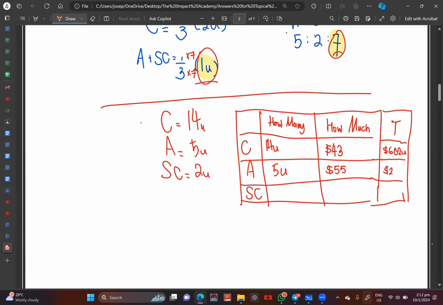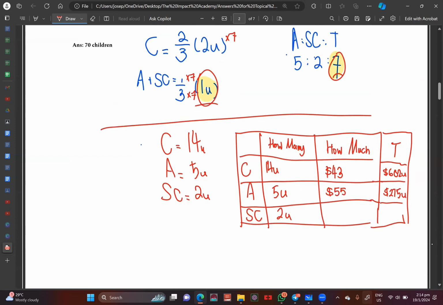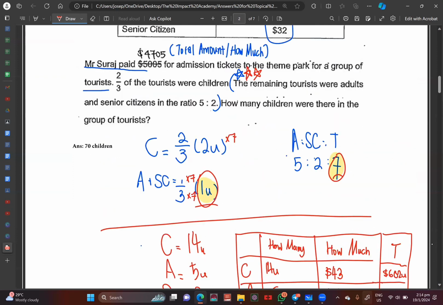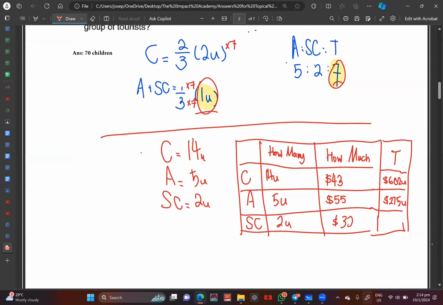$275 unit. 275, huh? There's 2 units over here for senior citizen. Okay, you cannot say senior citizens are adults, huh? Now, over here, how much is it? Just now we say how much, huh? $32. Am I making sense here? So what do you get over here? $64 unit.